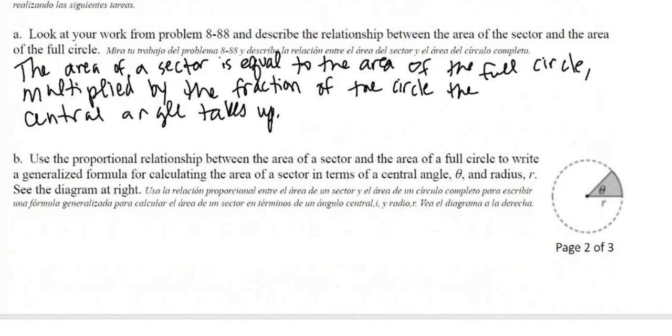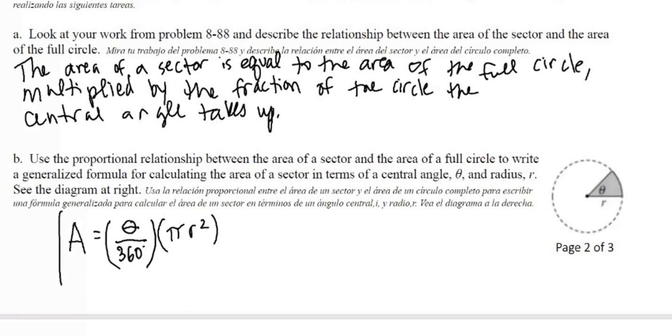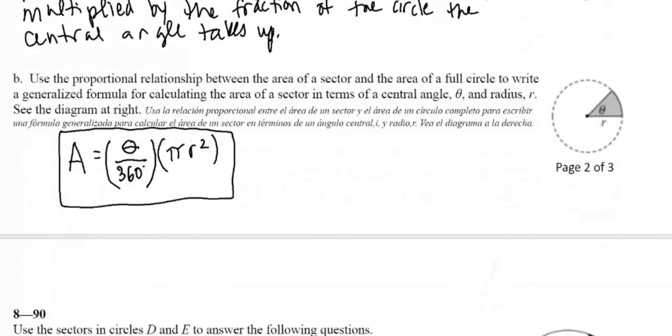So the area of the sector is equal to the area of the full circle, that's pi r squared, multiplied by the fraction of the circle taken up by the central angle. So that's theta divided by 360 degrees. And there we have a formula for calculating the area of any sector. And we continue.